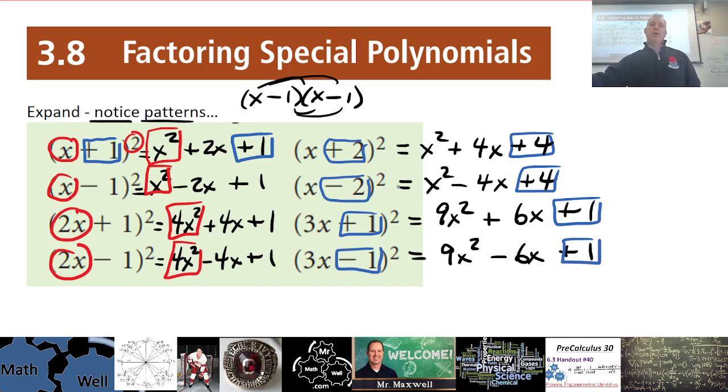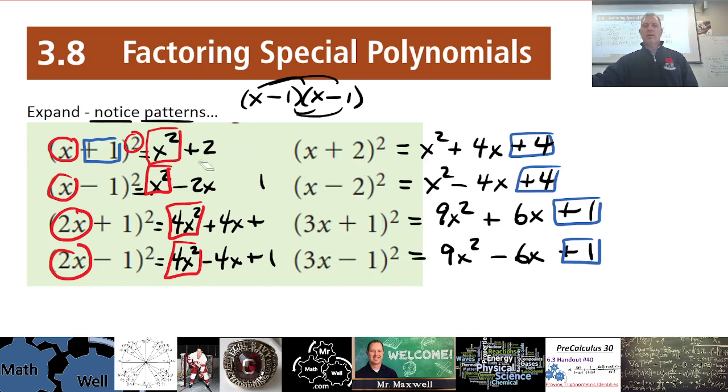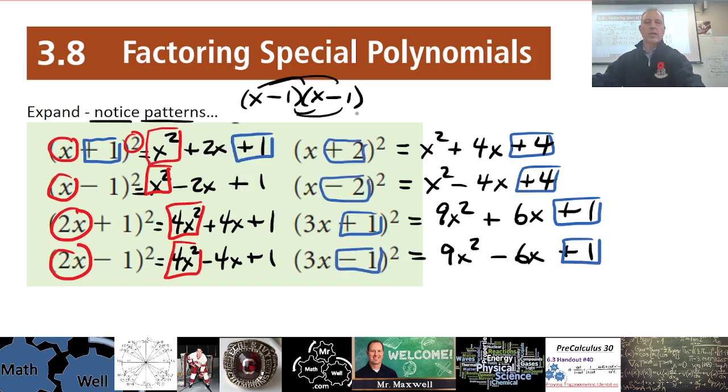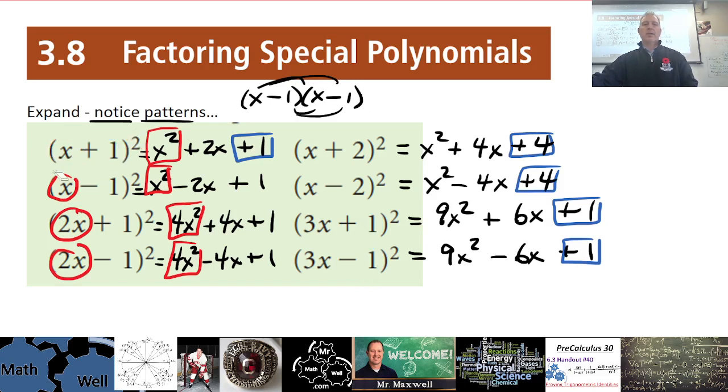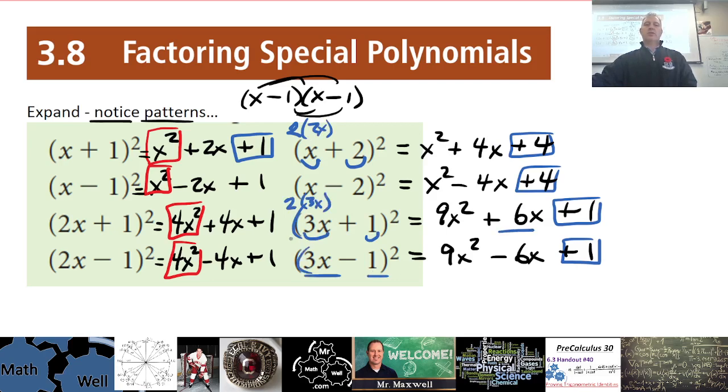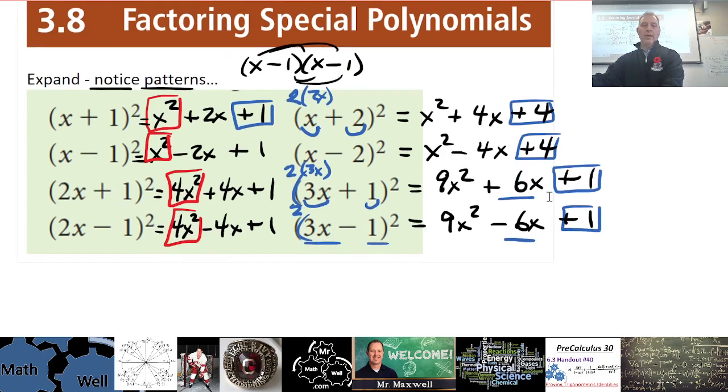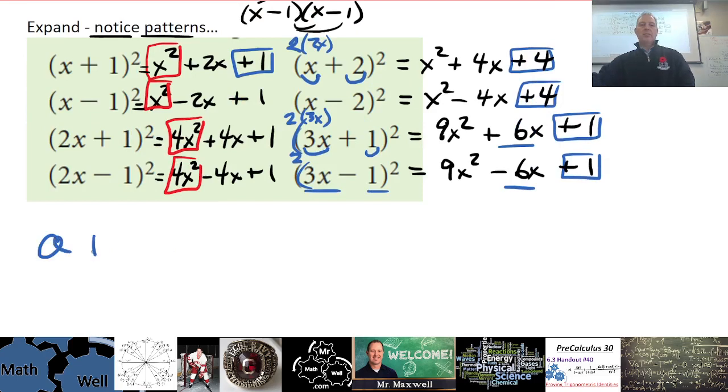The middle term now, and we just were talking about this. Whoops, I'm erasing too much. We were just talking about this, but the middle term is going to be this term times 2. So 2 times 2x, that's what this is. This term times 2. So 2 times 3x is here. This term times 2. That's negative 3x times 2, negative 6x. So this is the pattern, a plus b squared.